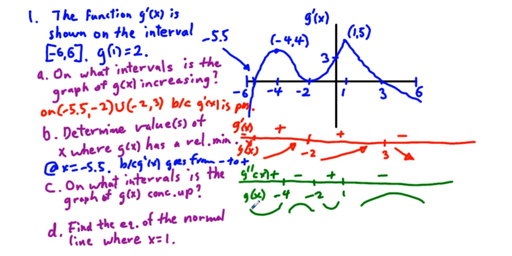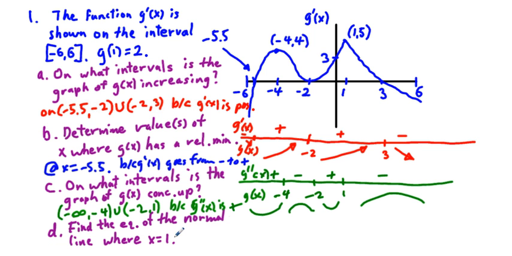And so concave up would be from negative infinity, comma, -4, union, -2 to 1. And why? We would say because g double prime of x is positive.